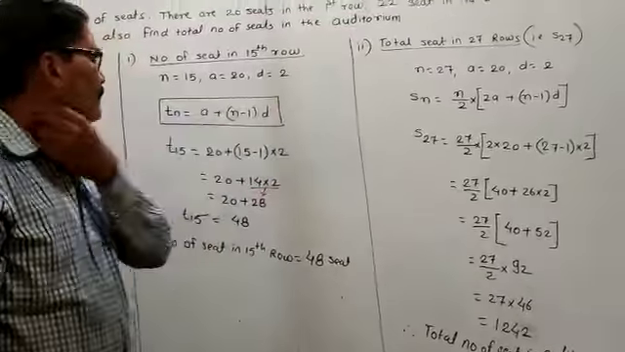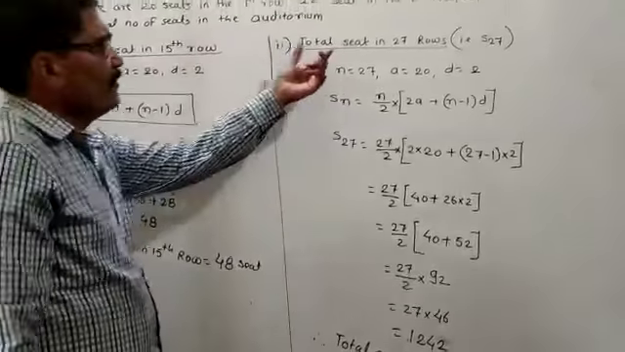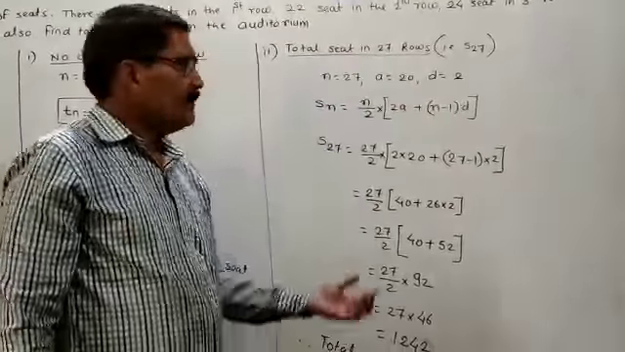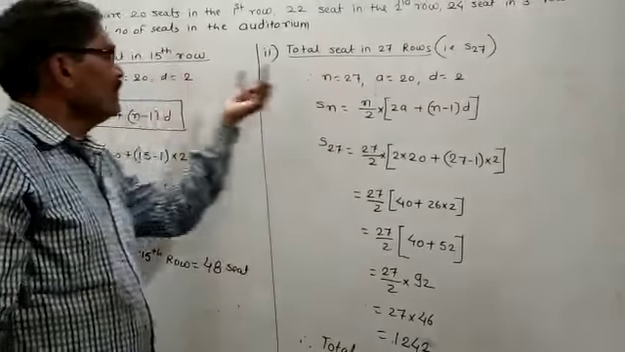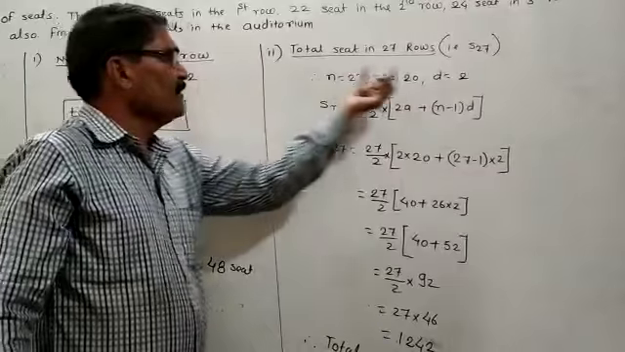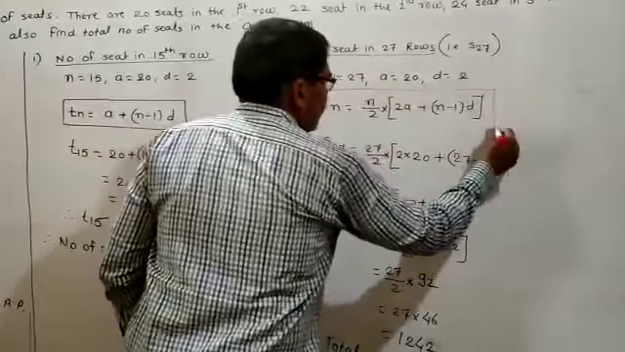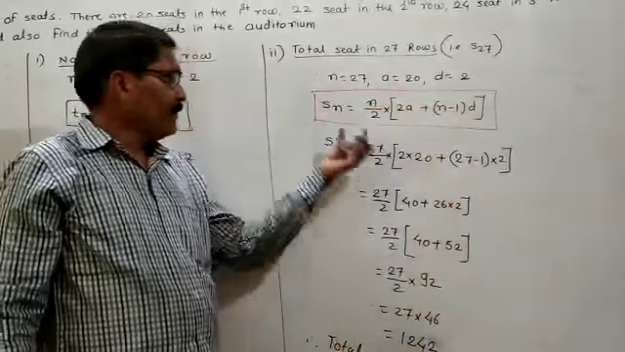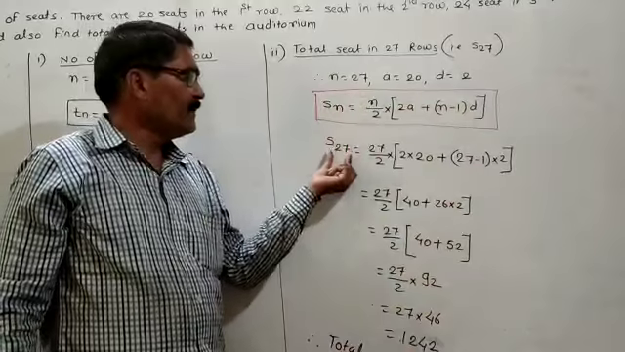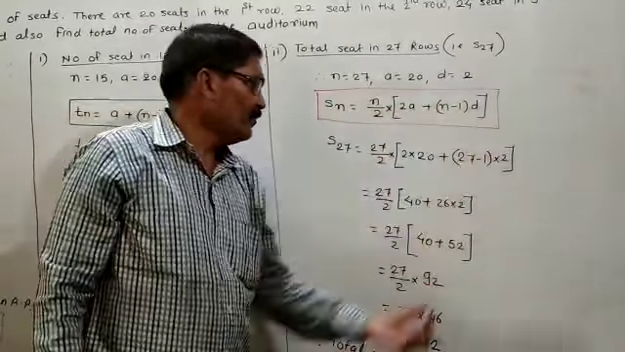Then you have to find the total seats, which means S27. For S27, N is equal to 27, A is the same, A is equal to 20, and D is the same, D is equal to 2. Write the formula of Sn. Sn is equal to N upon 2 into 2A plus N minus 1 into D. Put the values N as 27, A as 20 and D as 2.